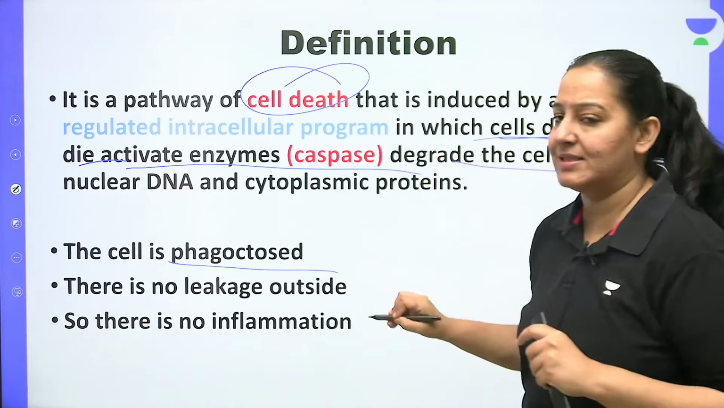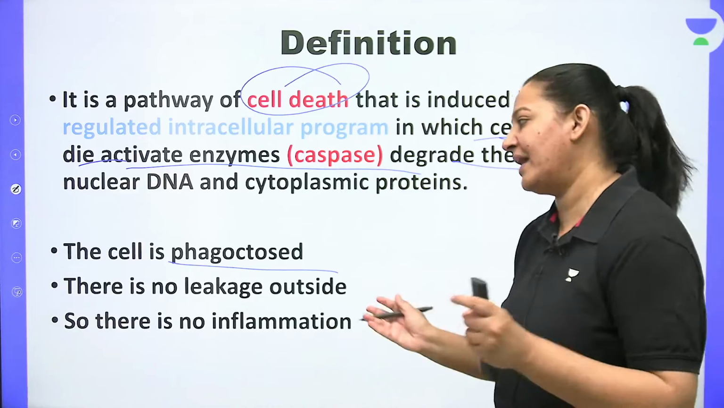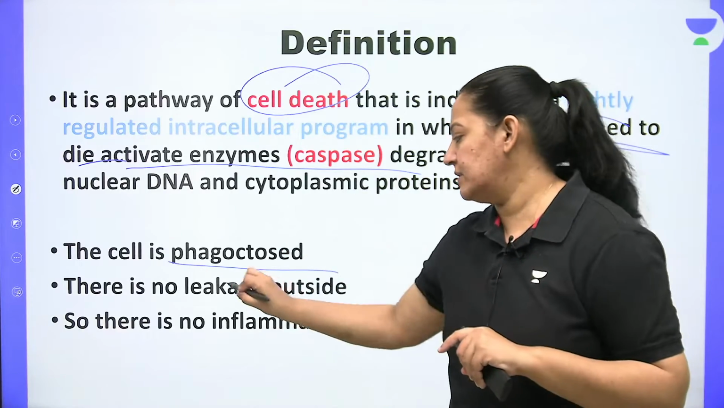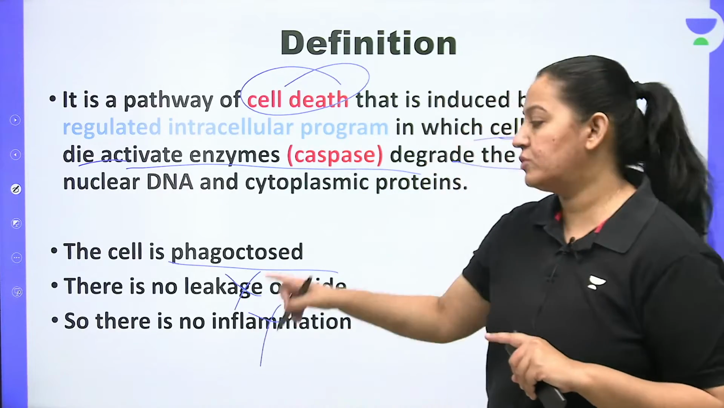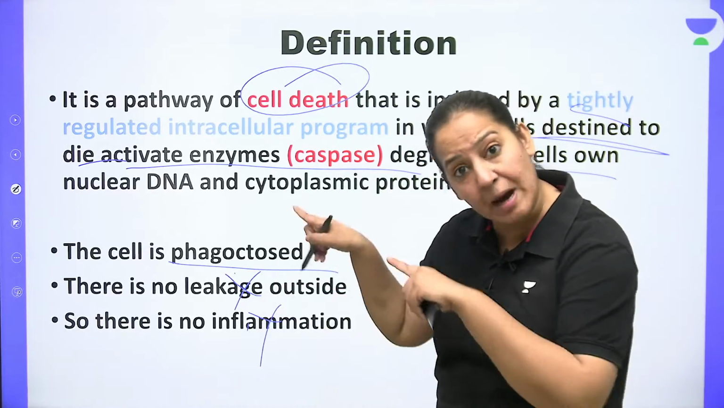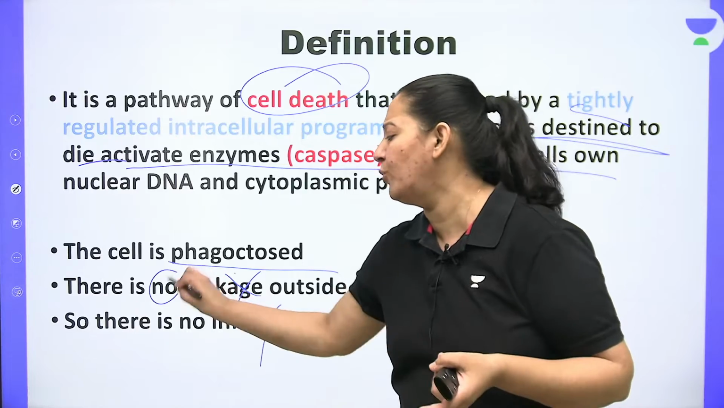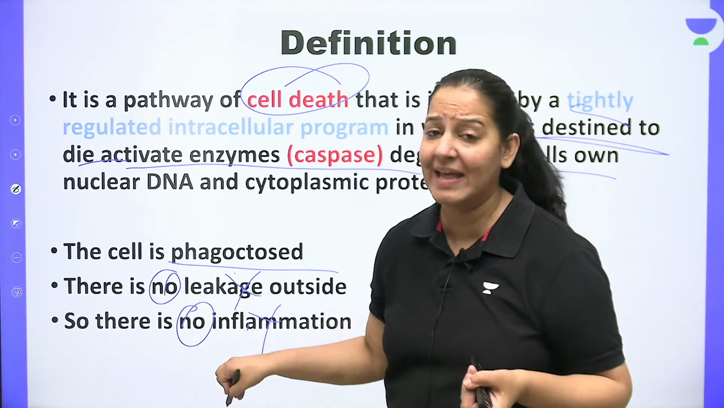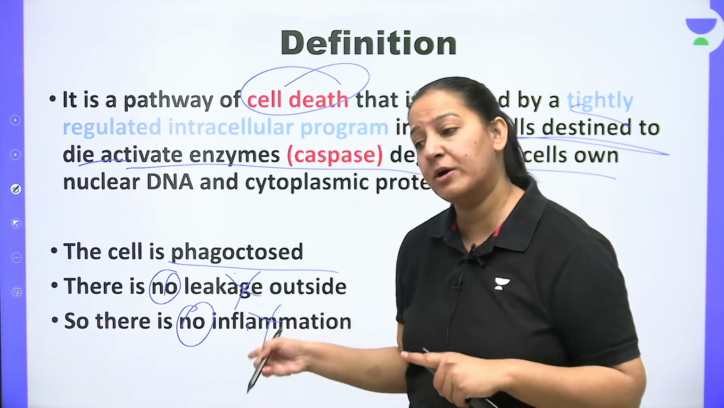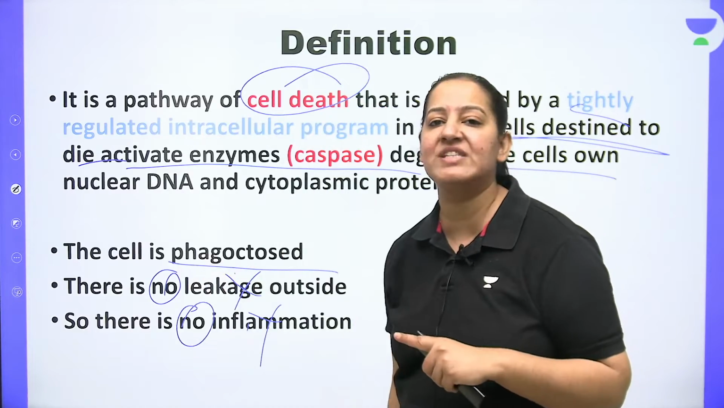The cell is phagocytosed. In the end, a phagocyte will come and engulf the cell. There is no leakage, there is no inflammation. So write down these 2 negative findings compulsorily in the definition in your exam. You will say, ma'am, if they are not present, why write them? Why write negatives in your exam? The negative findings are important because they differentiate it from the second type of cell death, necrosis.